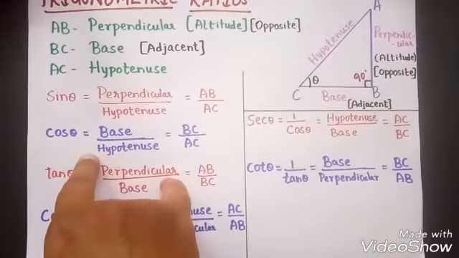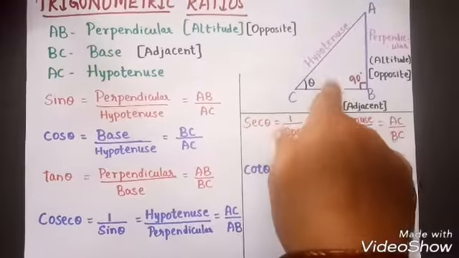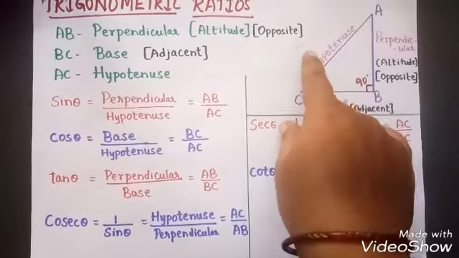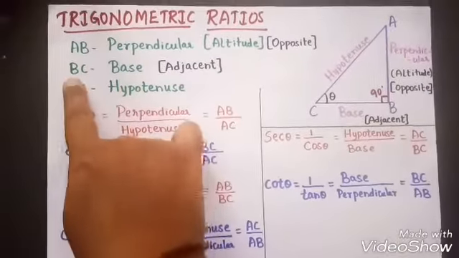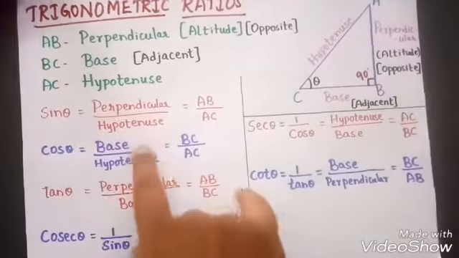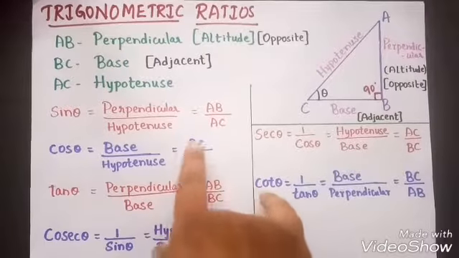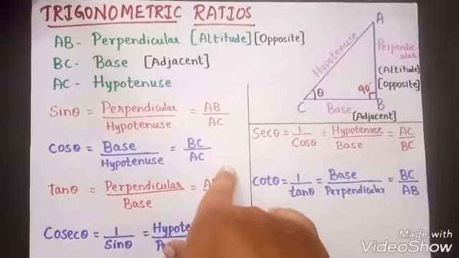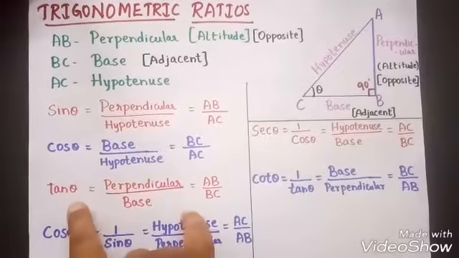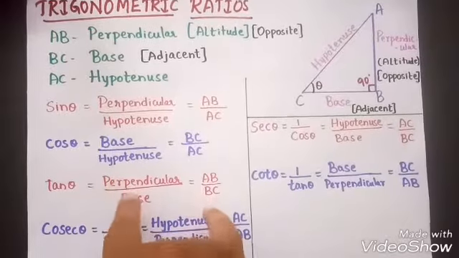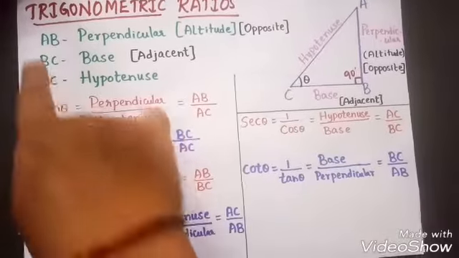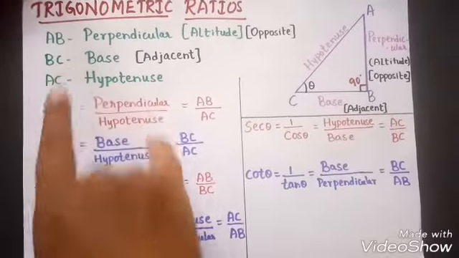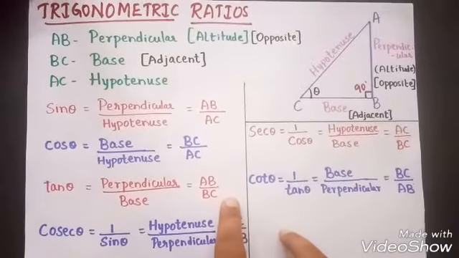Then the next one is cos theta. Cos theta means base by hypotenuse. Base is BC, hypotenuse is AC, so we write it as BC by AC. Then the next one is tan theta. Tan theta is perpendicular by base. Perpendicular is AB and base is BC, so that is AB by BC.